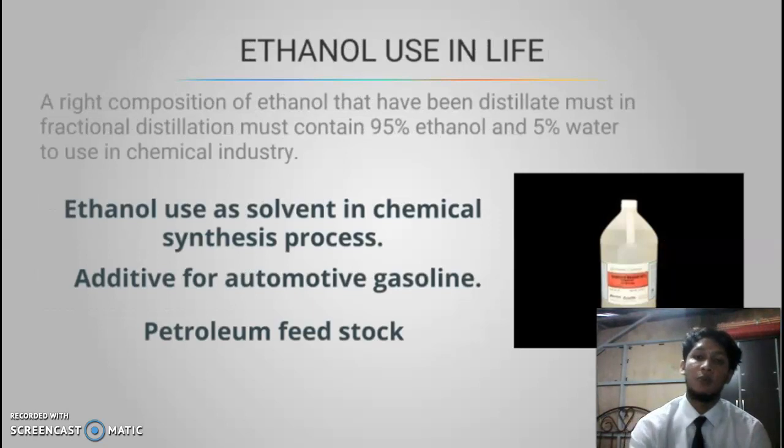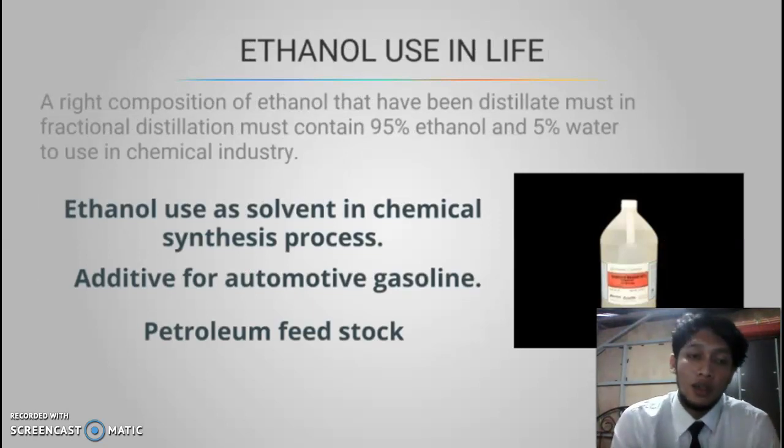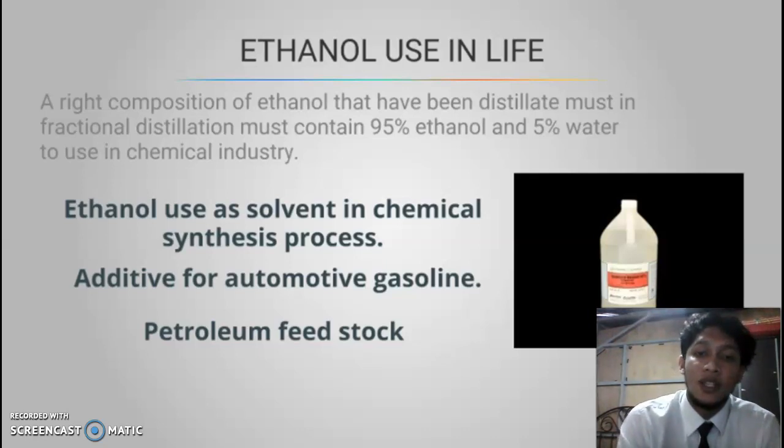What is the importance of ethanol? Ethanol is used widely in the chemical industry. Ethanol is used as a solvent in the chemical synthesis process, an additive for automotive gasoline, and a petroleum feedstock.